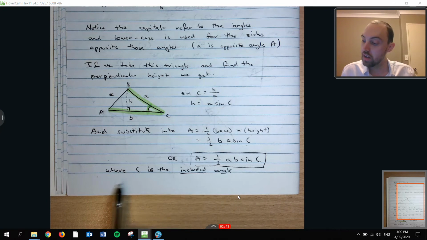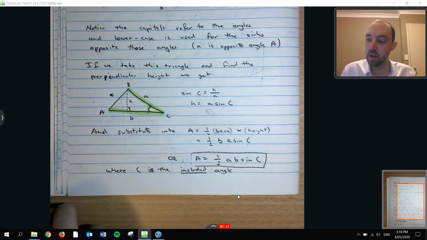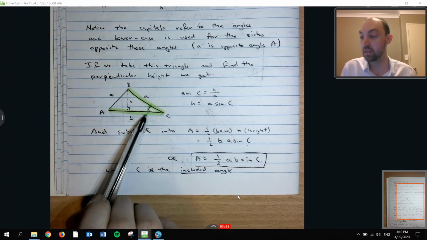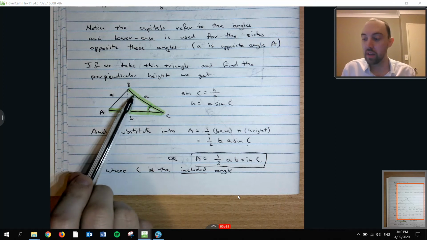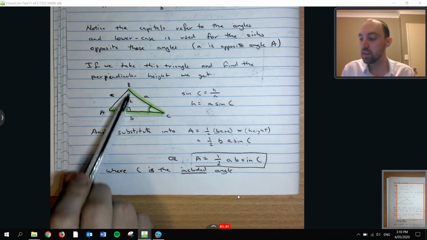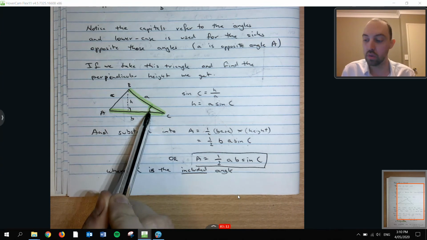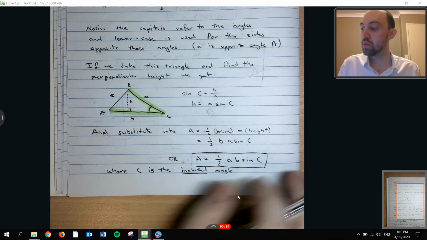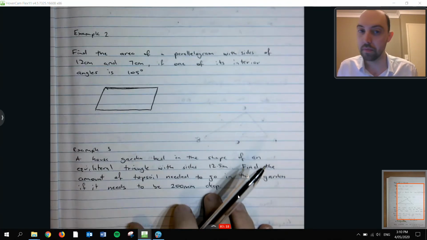C is the included angle, and you're going to see this referenced every now and again as well. Included angle comes up in the cosine rule, which we'll do in another lesson. The included angle means that the angle in between the two sides that you are using is the angle that you are also using. Let's run through a couple of examples of how this looks.